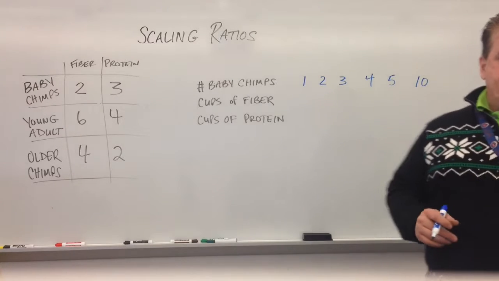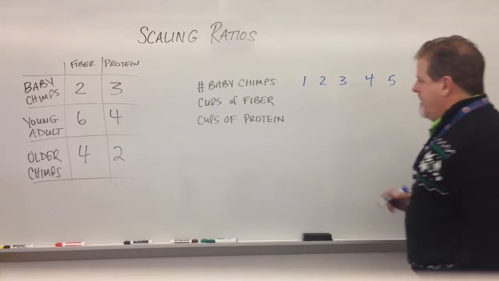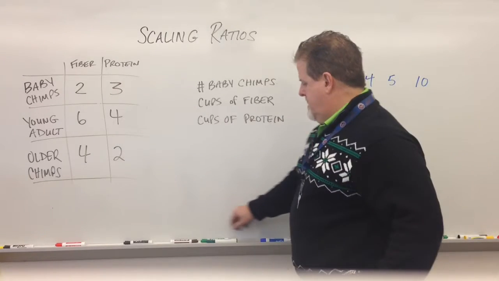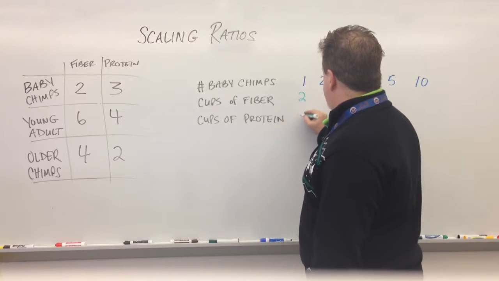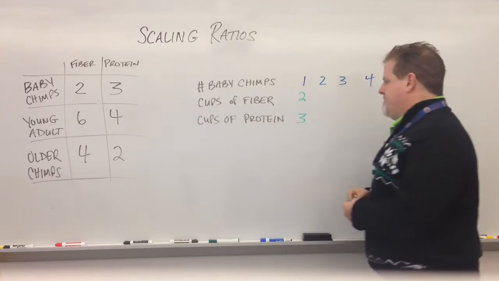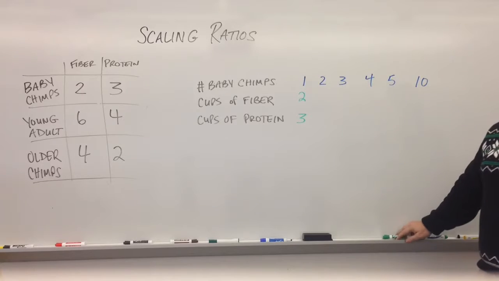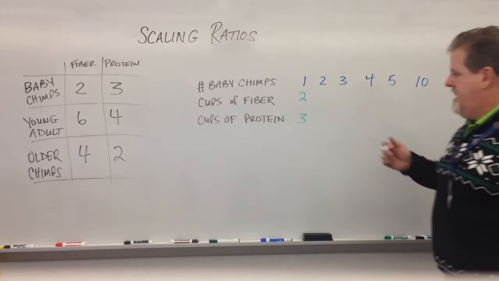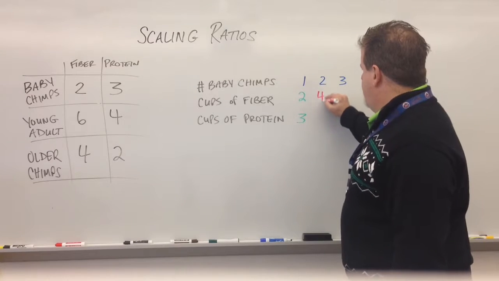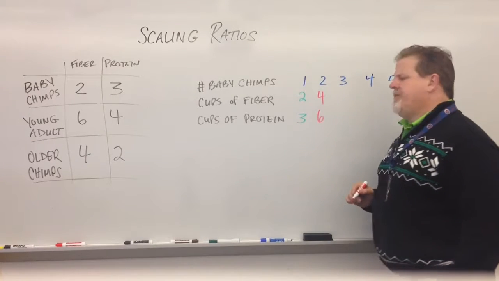Let's see. 2 cups of high fiber and 3 cups of high protein. Okay. 2 of high fiber and 3 of high protein. Okay. What about for 2 chimps? That's for 1 chimp. What about for 2 chimps? Eva? 4 cups of high fiber and 6 cups of high protein. 4 and 6. How'd you get that?